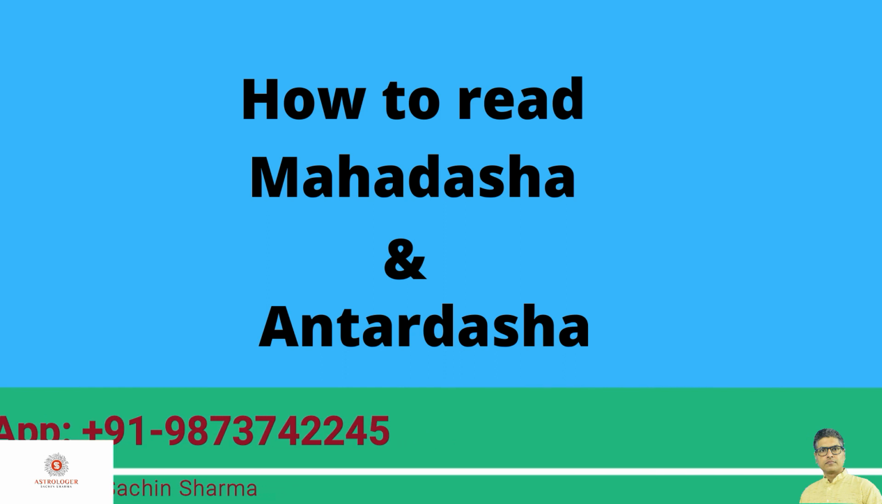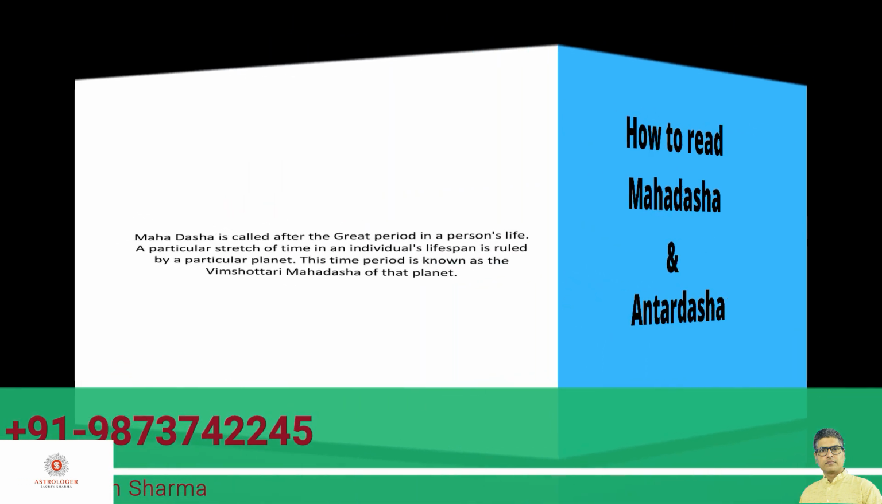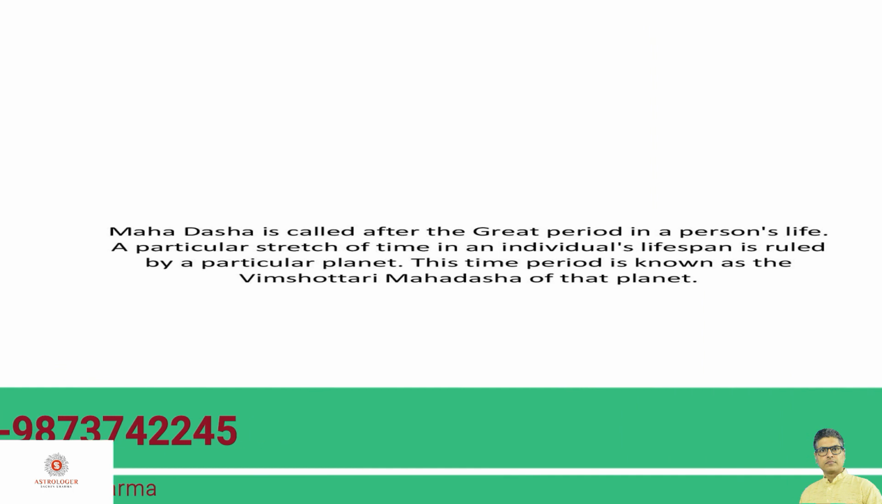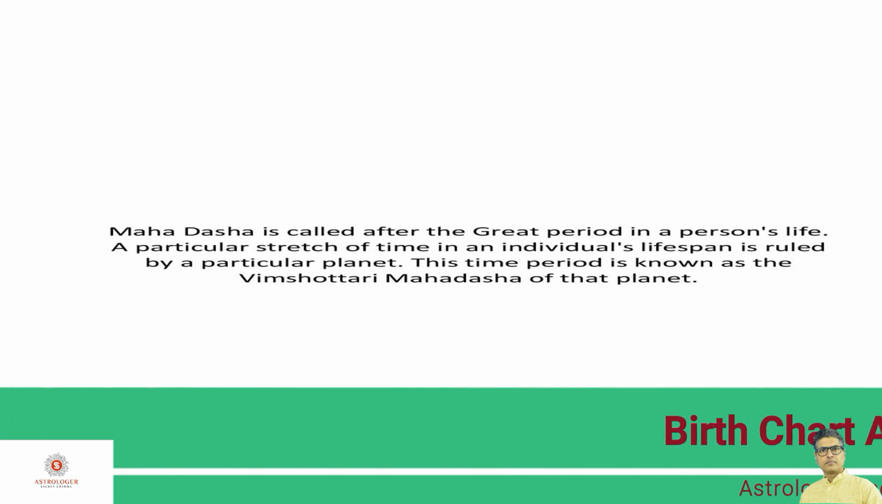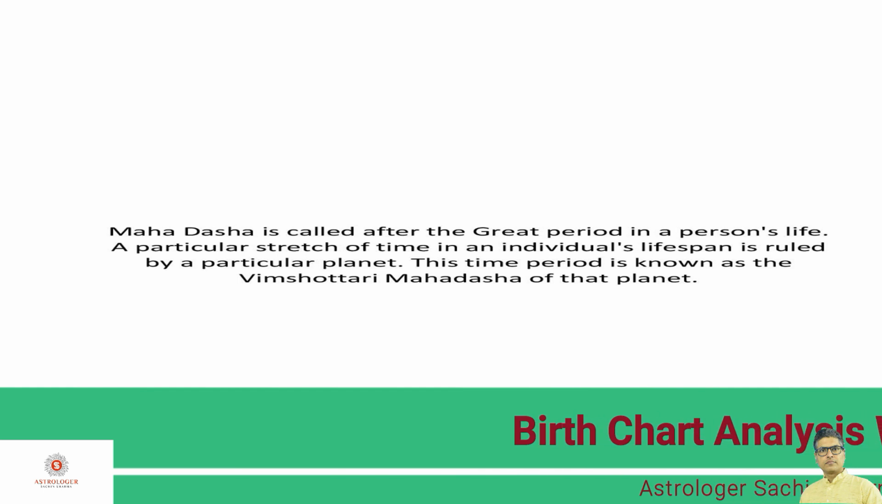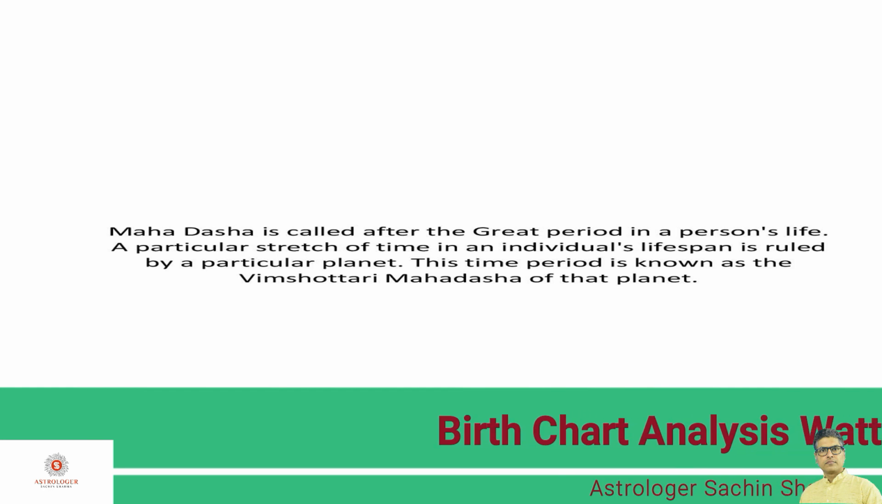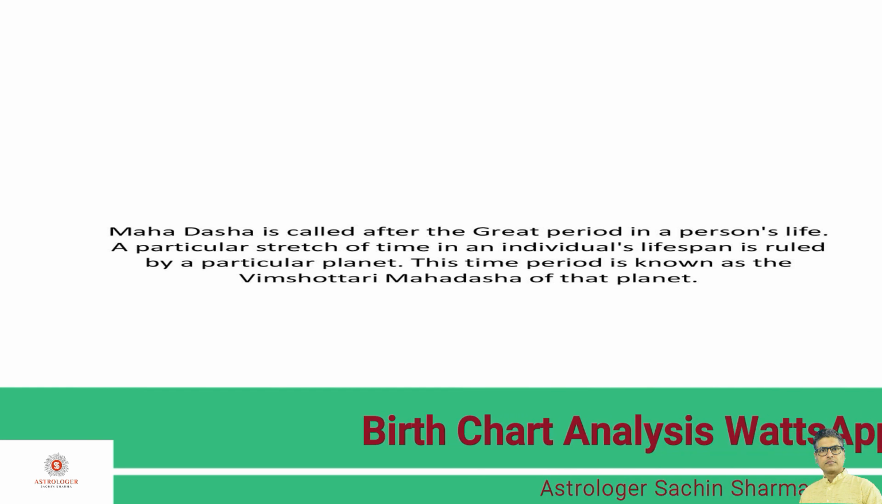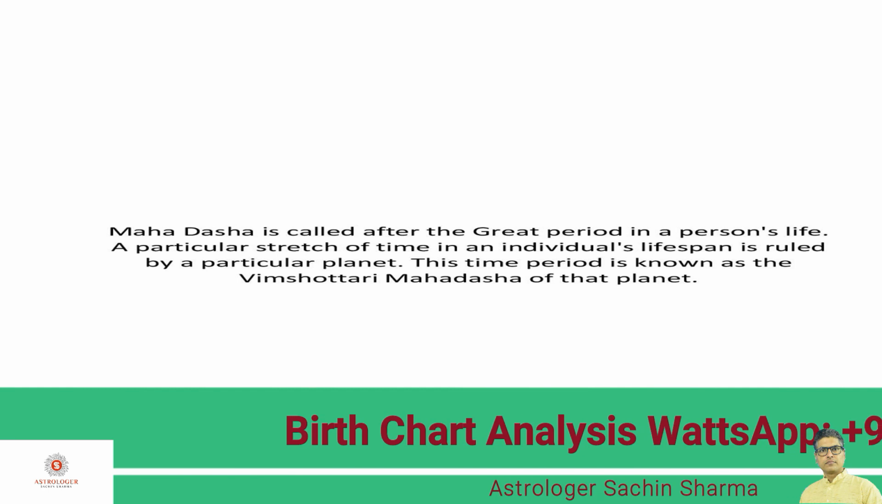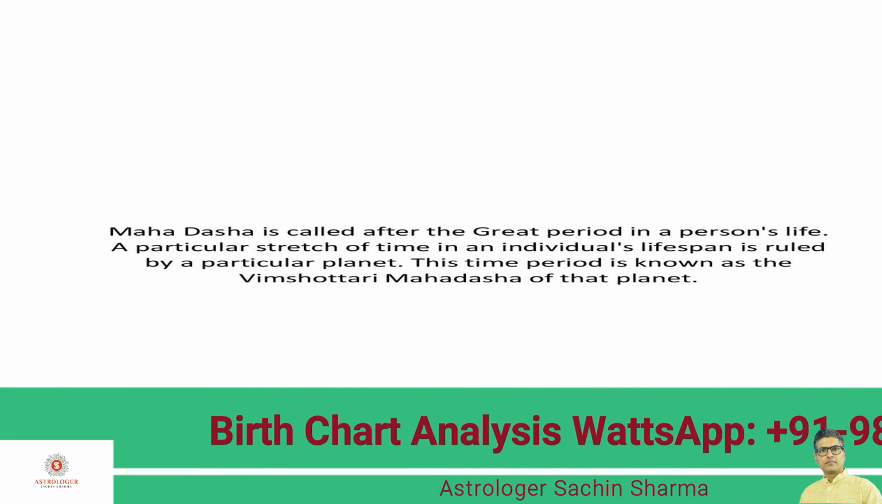What is Mahadasha? Let us understand first. Mahadasha means the great period in a person's life. A particular stretch of time in an individual's lifespan is ruled by a particular planet. This time period is known as the Vimshottari Mahadasha of that planet. Mahadasha can change the entire life of any person, and it can also destroy the entire life of any person. It depends on which Mahadasha the person is going through.